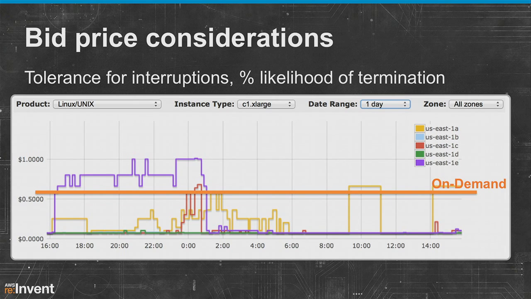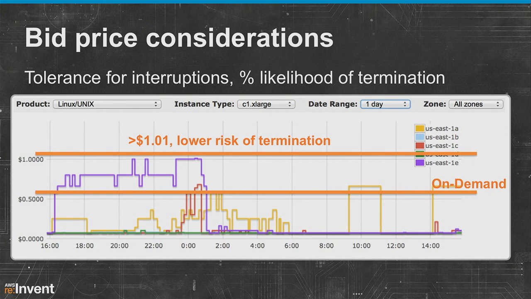So if you happen to be on 1E, you might not be too happy. Your servers will be terminated quite often. In this graph, it would be half the time you would not have your server. If you happen to be on 1D, it would be perfectly acceptable. Your % likelihood of interruption would be effectively 0, right? So in terms of the risk of your servers going away versus how important that service is, your zone choice is important. Your bid price is important.